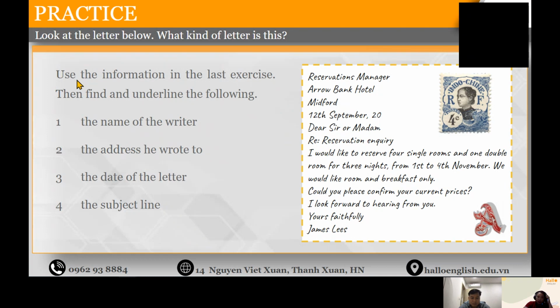Here, use the information in the last exercise, then find and underline the following: the name of the writer, the address he wrote to, the date of the letter, and the subject line. Okay? All right, you have 2 minutes. Okay.